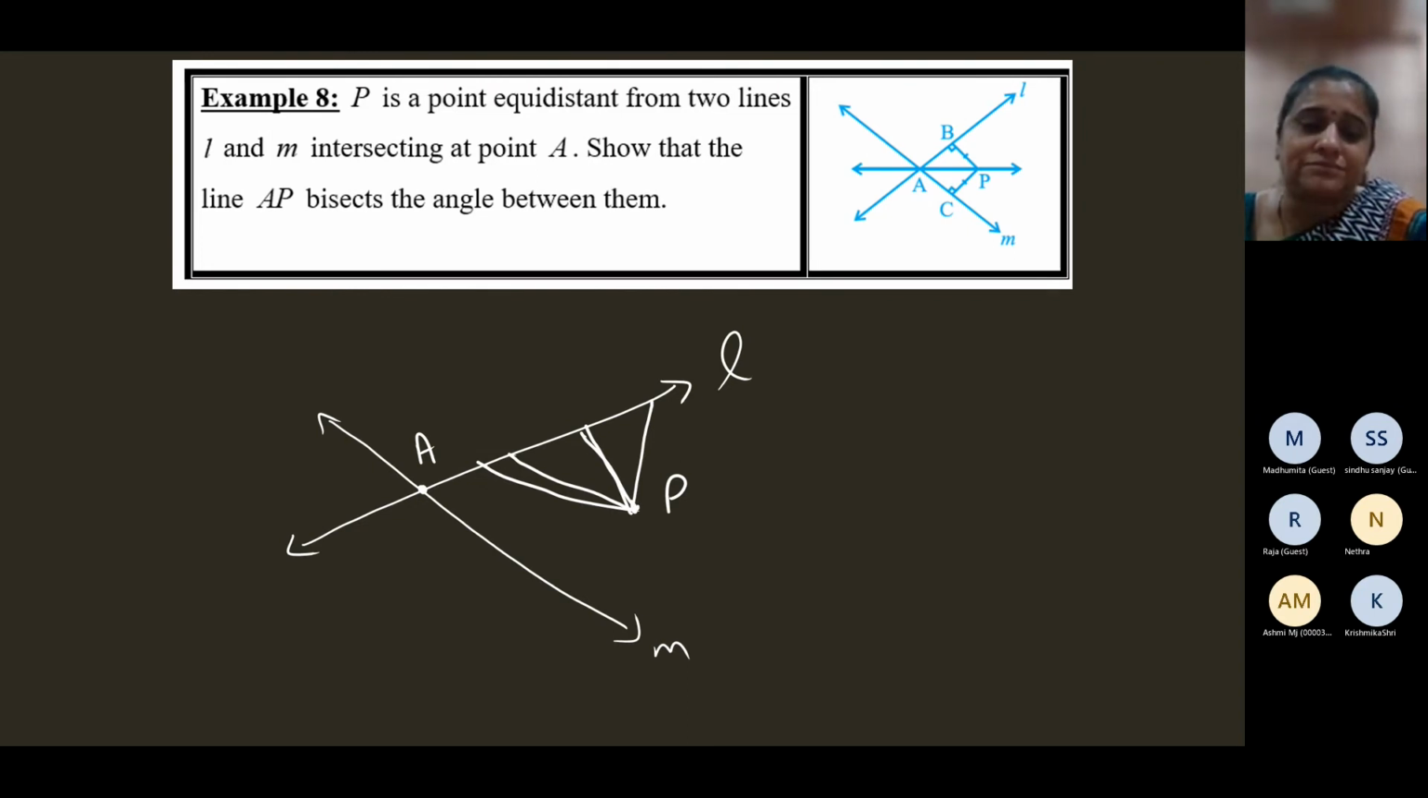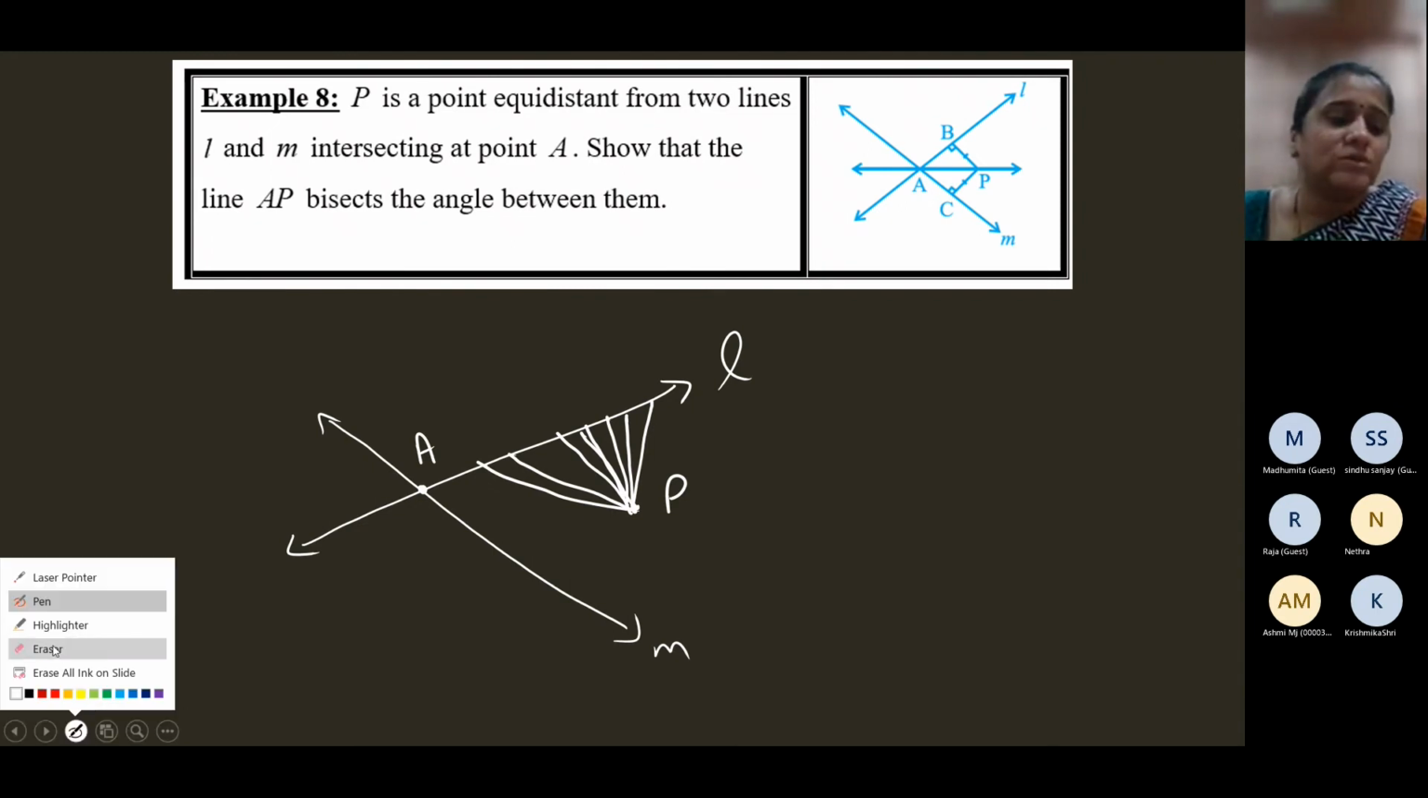From P, if you have to touch the line L, you can take so many routes, no? You can go like this, like this, like this, and touch L. So which route are we talking about? We are talking about the perpendicular distance. When you can take many routes, it is the perpendicular route that is the distance.